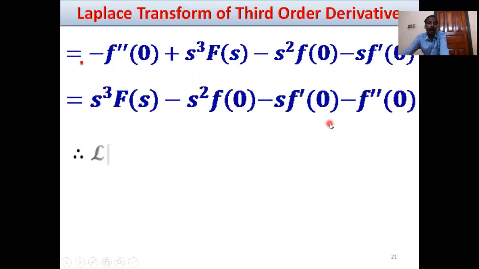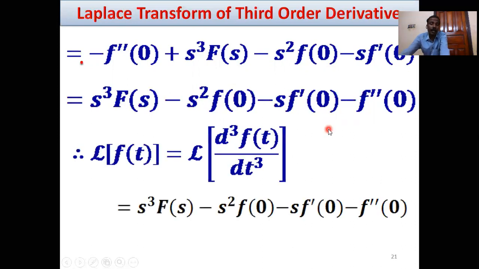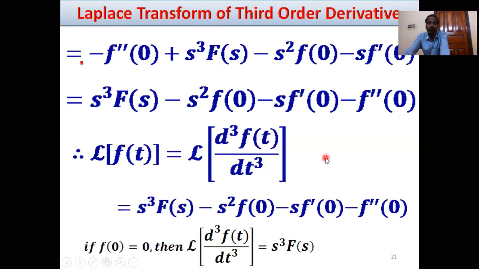This is the Laplace transform of a third order differential equation. So the Laplace transform of d3f(t)/dt3 equals s cubed F(s) minus s squared f(0) minus s f prime(0) minus f double prime(0). This is the Laplace transform for third order differential equation, or third order terms.